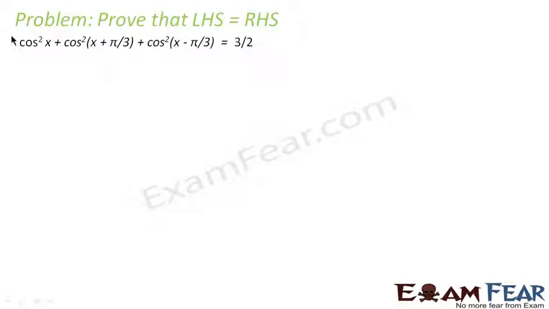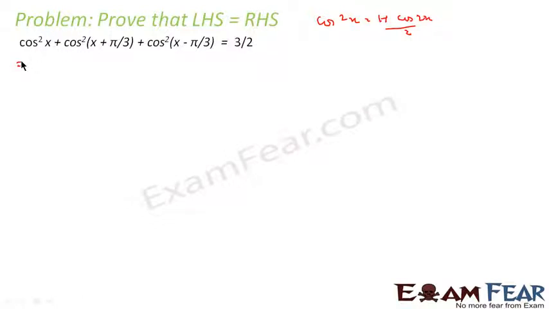In this question we have to prove that cos square of (x plus pi by 3) plus cos square of (x minus pi by 3) is equal to 3 by 2. So we know that cos square x is equal to (1 plus cos of 2x) by 2. So why are we using this? Because we want to get rid of cos square x.